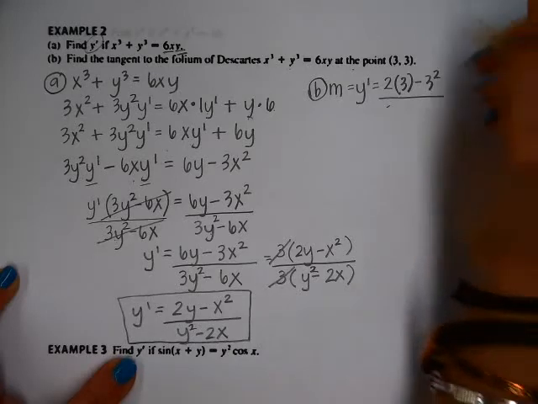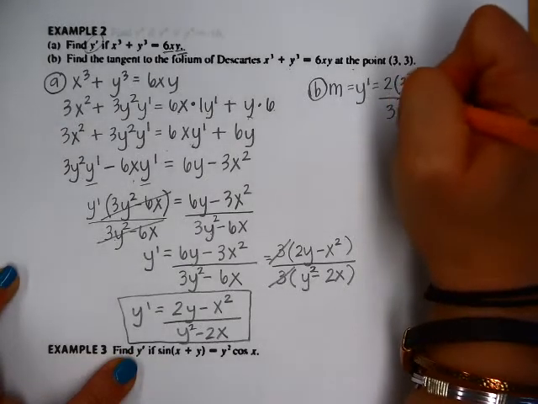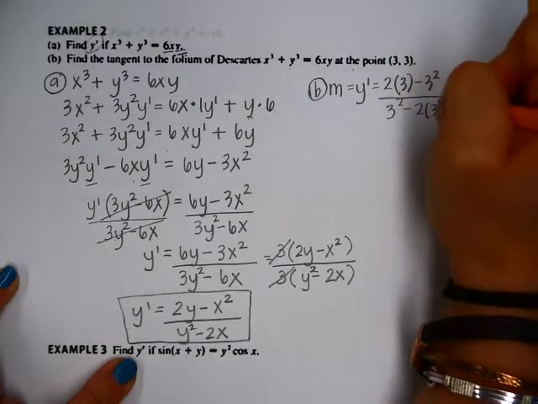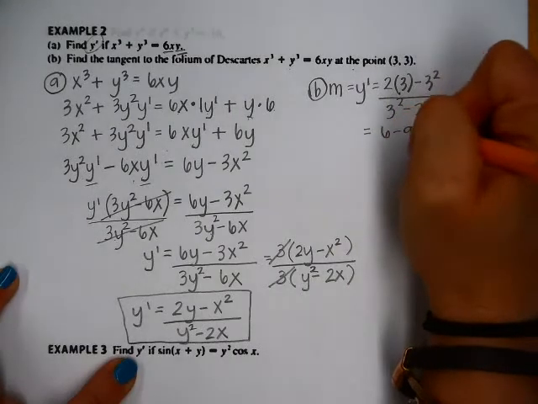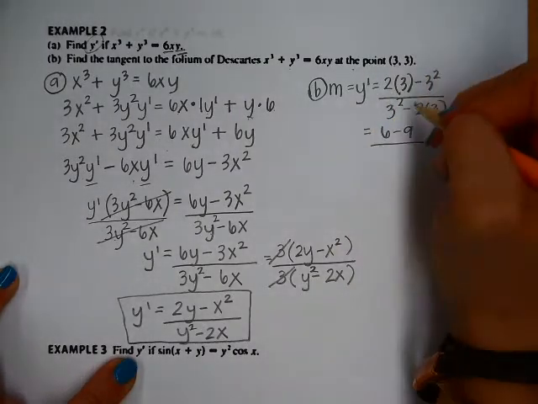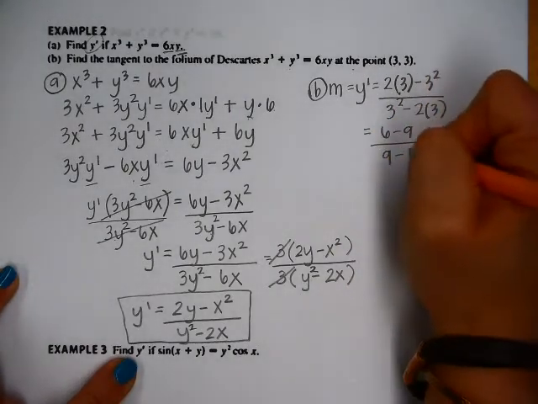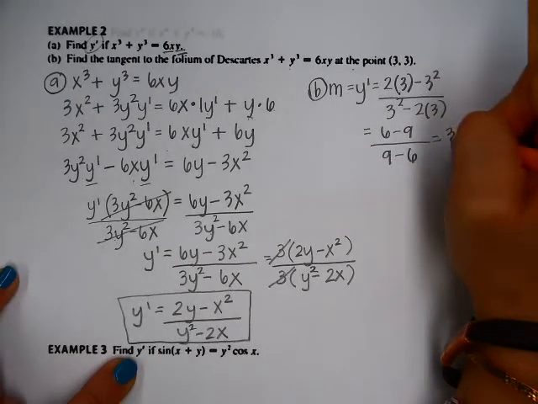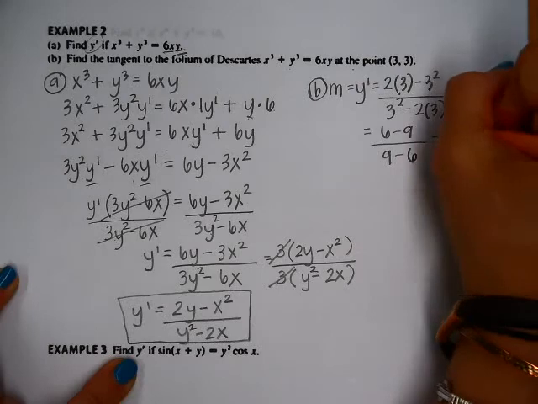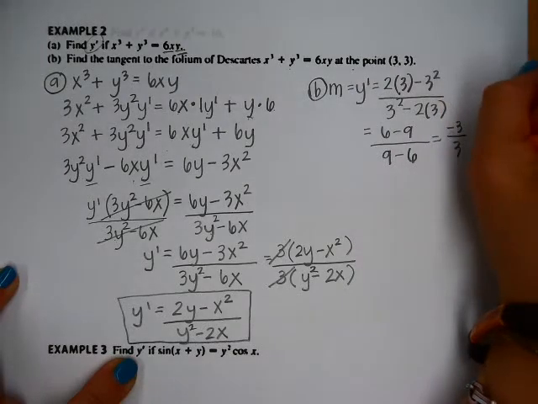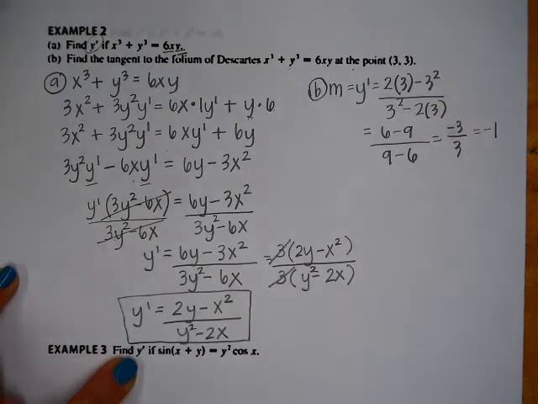Alright, so now plug in 3 squared minus 2 times 3. There we go. Alright, so that's going to give us 6 minus 9 all over 9 minus 6. So that gives us negative 3 over 3, which is negative 1. So my slope is negative 1. Okay, my slope is negative 1.